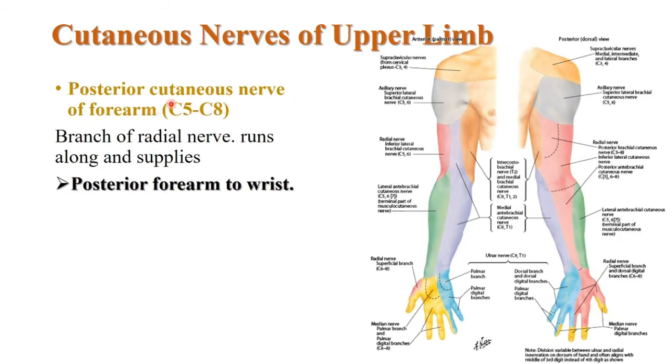Then there is the posterior cutaneous nerve of forearm, which is shown here. That is a branch of the radial nerve and is supplying the posterior aspect of the forearm up to the wrist.